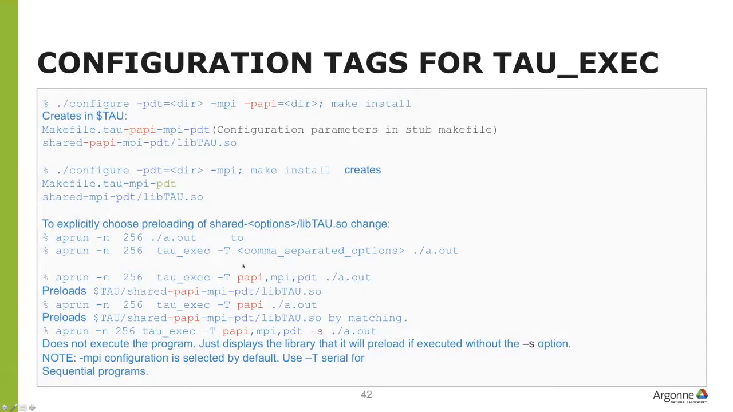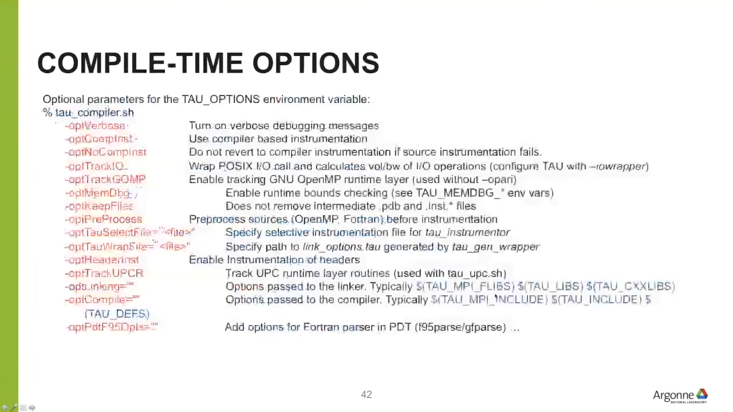So you can specify this dash T with a comma separated list of options, which is PAPI, MPI, PDT, which will load this, or you can even say just PAPI, and by default, Tau uses the MPI configuration. We live in an MPI centric world. If you didn't want MPI, you should use serial instead of that. And you can also use a dry run to see what library it's preloading by just saying dash F. It will not actually execute the program, but it will just show you what it will do when you run it without dash F.